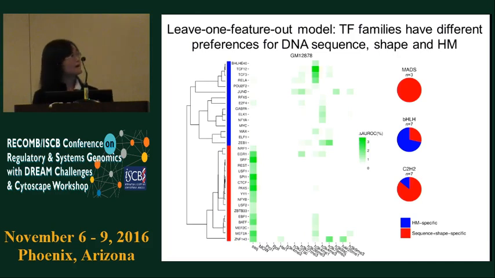For example, for MAD, we say it doesn't have a significantly different conserved HM signature. And for C2H2, it doesn't have a conserved HM signature. So for both protein families, most TFs inside bind in a sequence plus shape specific manner, and this makes sense. And for the BHLH family, since we say it has a significantly different conserved HM signature, we can see most TFs inside bind in an HM-specific manner.